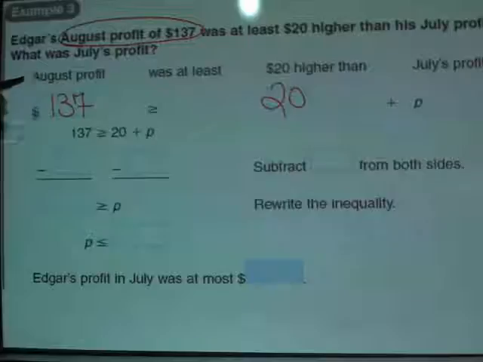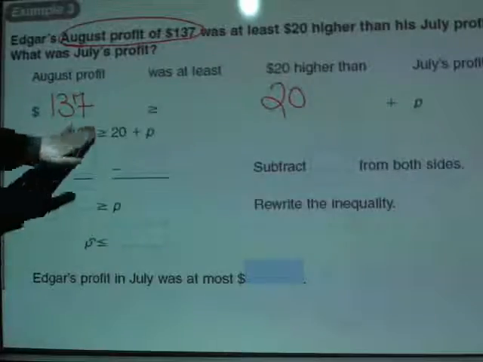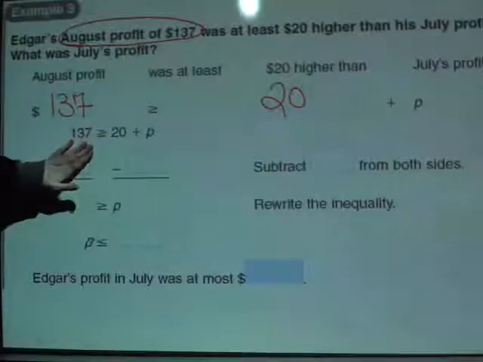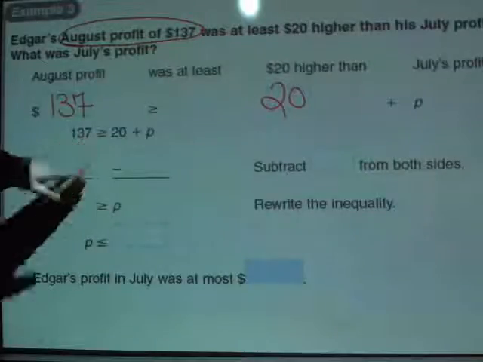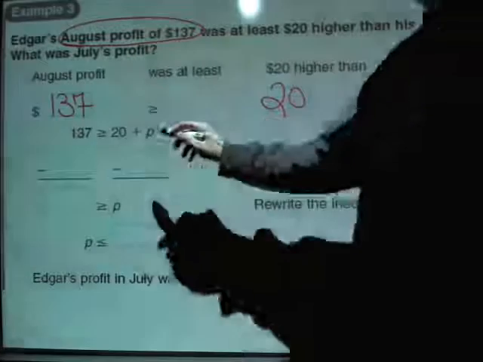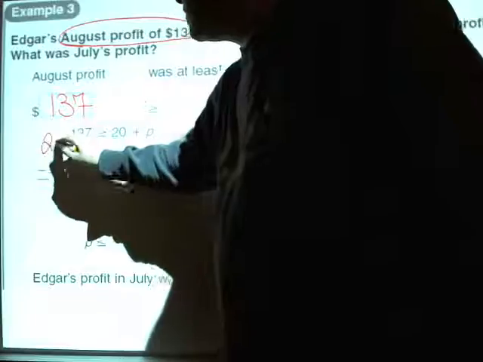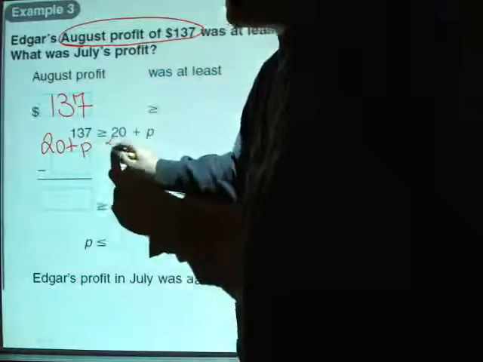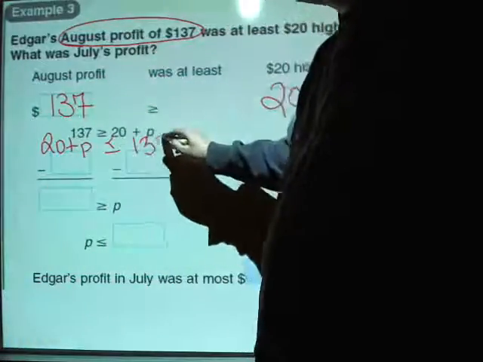So they've consolidated this inequality by just kind of squeezing the elements together, but you can see that we're not going to like this inequality so much. We probably would not solve this inequality this way, because notice the variable is on the right side. We don't want the variable on the right side. We want the variable on the left side. So we're going to go ahead and flip this around and rewrite this as 20 plus p is less than or equal to 137.